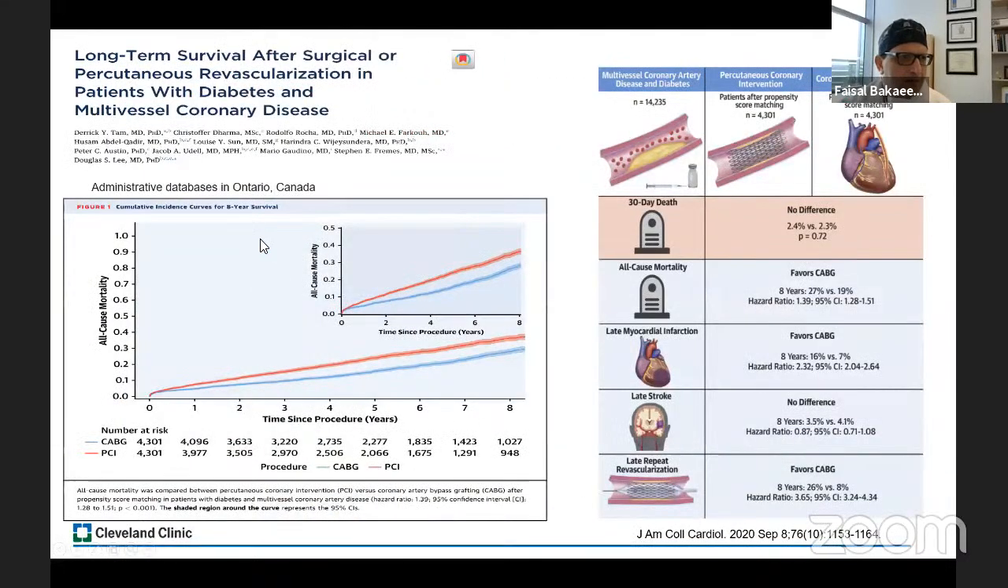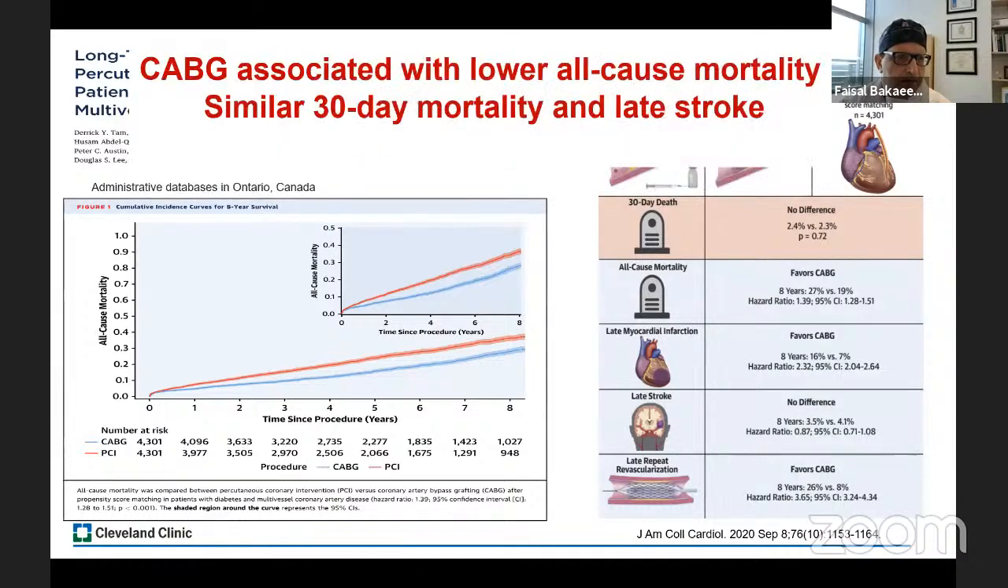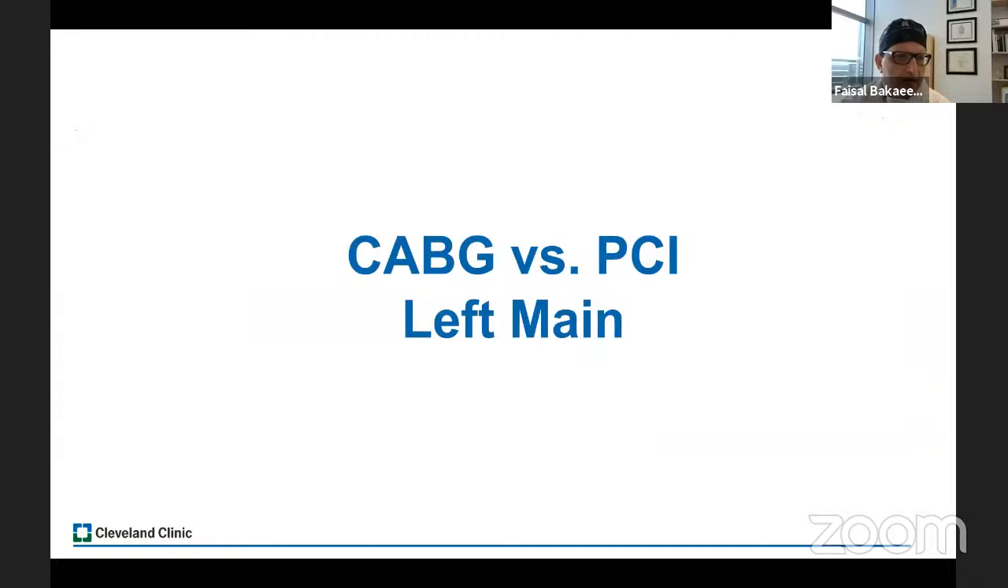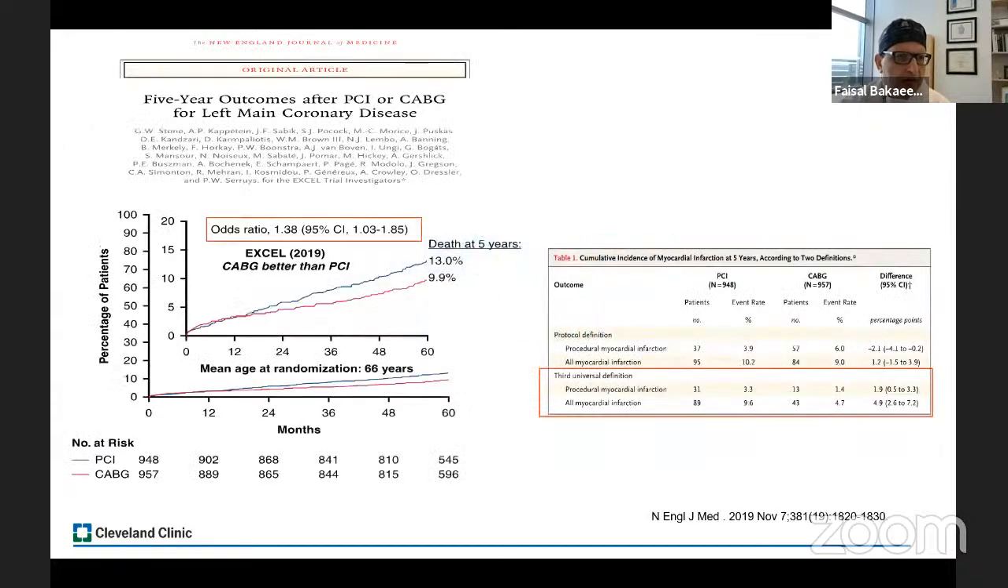And again, this is another example showing the superiority of CABG at a population level in Canada over PCI. What about left main disease? This is a little bit more controversial.